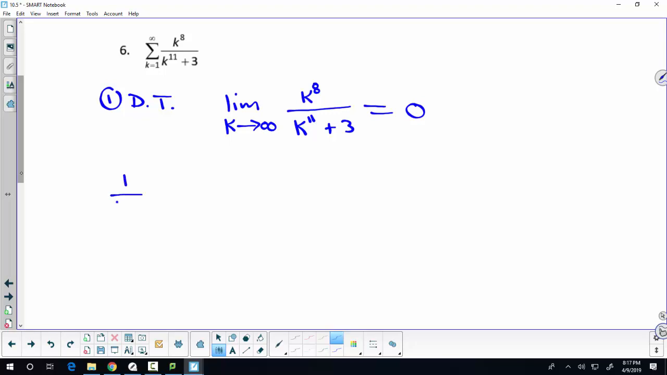1 over k to the third, in preparation for the section. Yeah. So let's try one of those comparison tests. Which comparison test do you want to try? Limit comparison test?